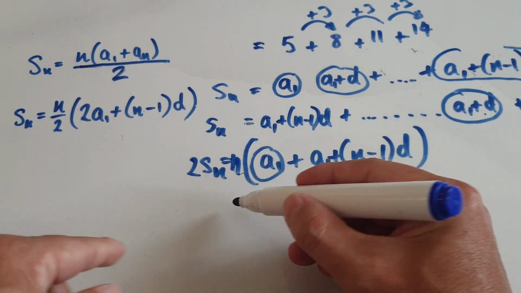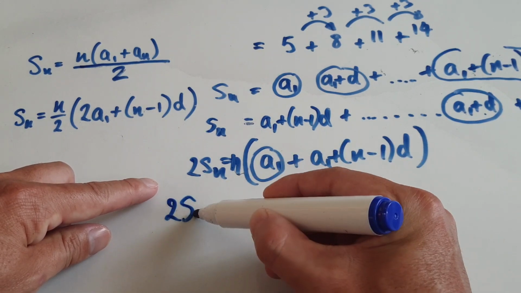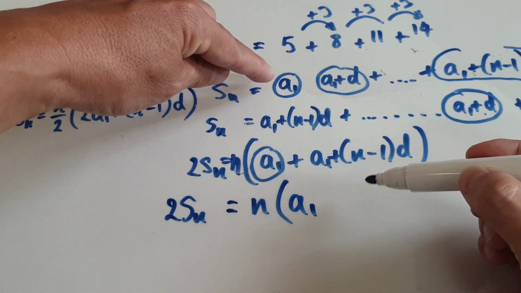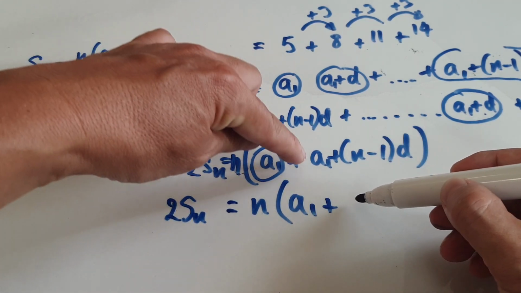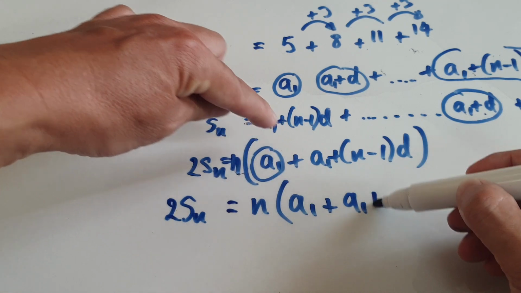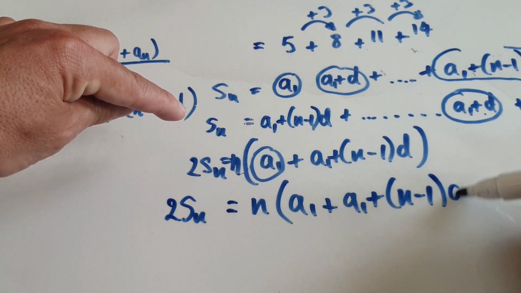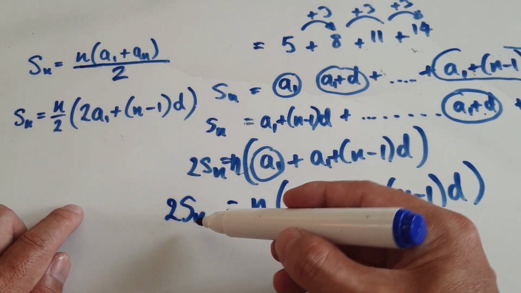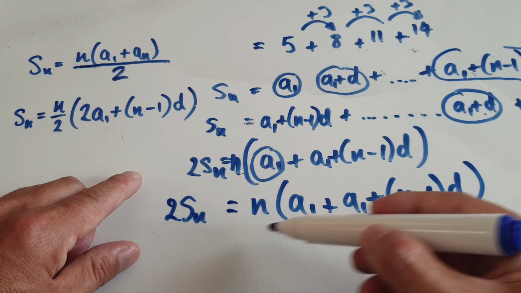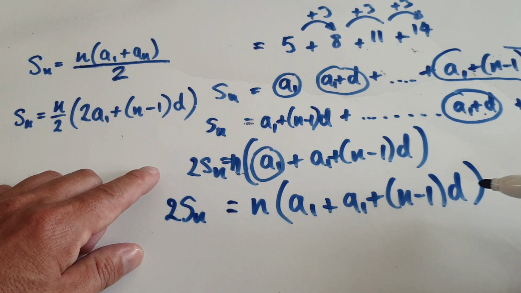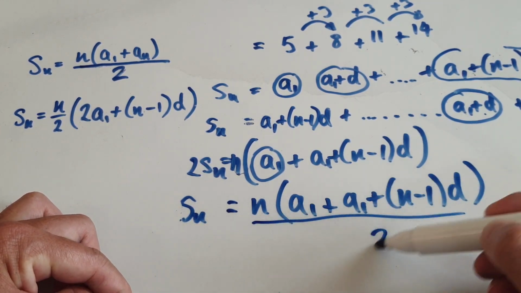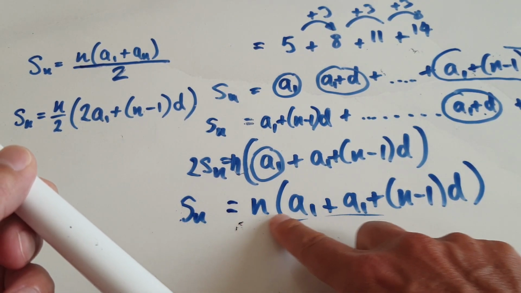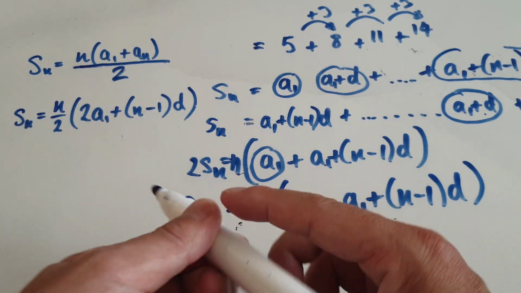So let me just rewrite this neatly. 2Sn would be n lots of this thing here. A1, the first one, and then this one here would be A1 plus n minus 1 d. So that's very similar to this thing here. So now we only want Sn on its own, so divide everything by 2. So that's this n over 2 here. So let me just rewrite this as n over 2.